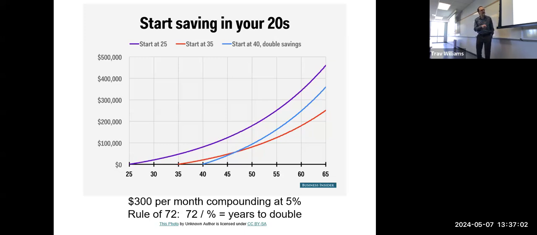Now, let's say you decided to start at age 40. And now, because you're waiting until age 40, you're going to put in $600 a month to try to catch up. You still don't get to that even $350,000 by age 65. So the lesson here is time is your friend when you're investing and it's compounding.